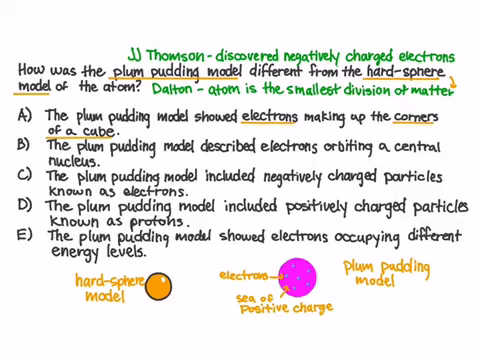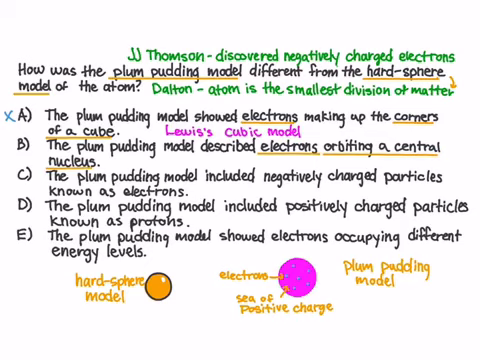Answer choice A says that the Plum pudding model shows electrons making up the corners of a cube. In the Plum pudding model, the electrons are embedded in a sea of positive charge. They don't make up the corners of a cube. This is actually a reference to Lewis's cubic model of the atom. So it's not the correct answer choice.